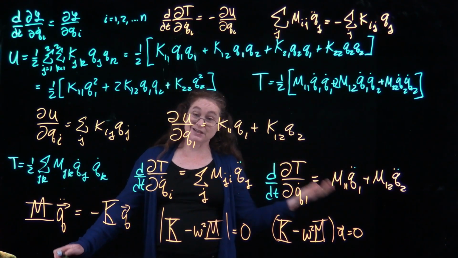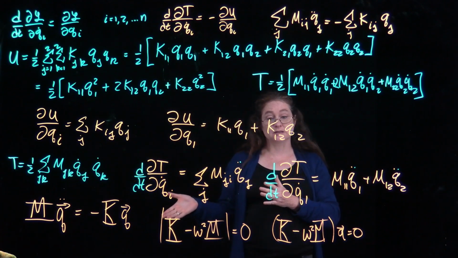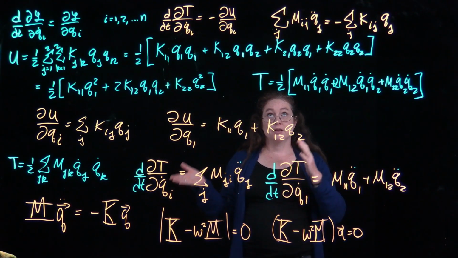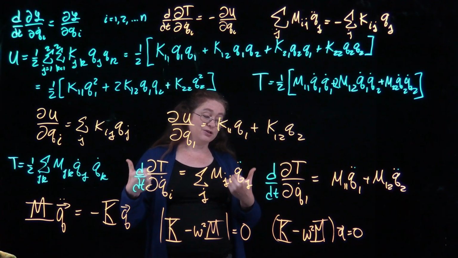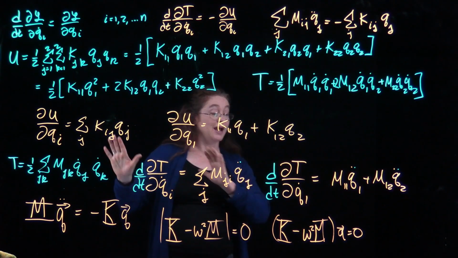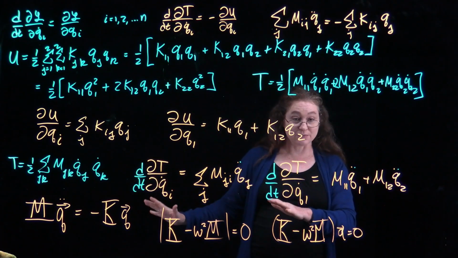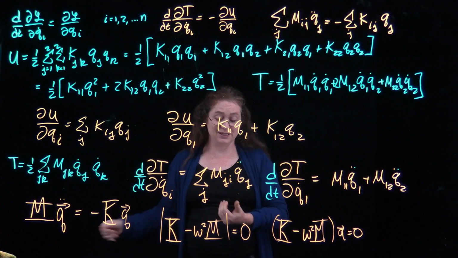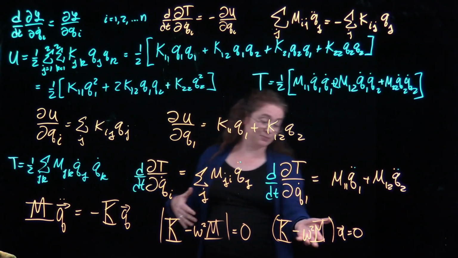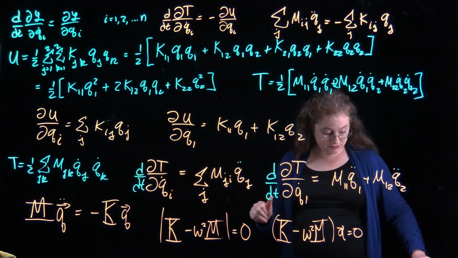So there are n different frequencies. If you have n degrees of freedom, you have n different eigenvalues and eigenvectors. Now the eigenvalues can repeat themselves, and in that case the eigenvectors are not linearly independent, but it will in principle have n different solutions.